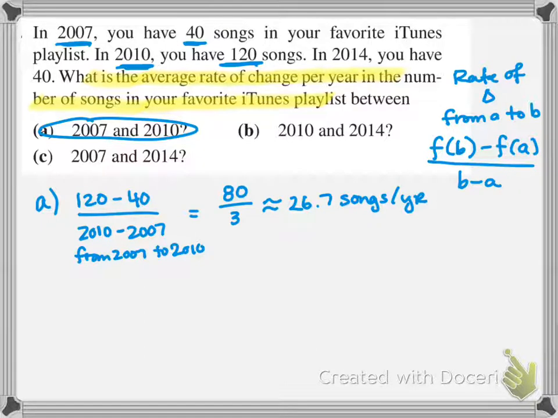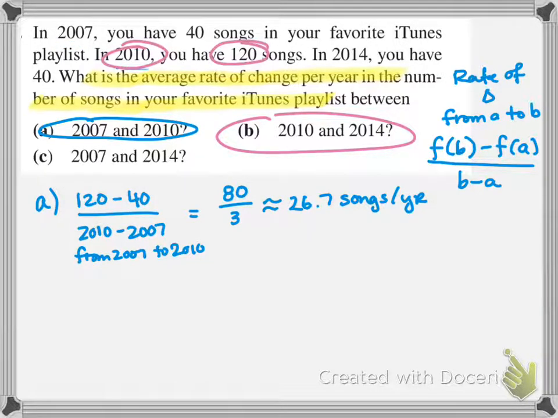Okay? For part B, we look between 2010 and 2014. So that'll use two different numbers. In 2010, it was 120 songs, but in 2014, you're back down to 40. So your change decreased, so your average rate of change is going to be negative.